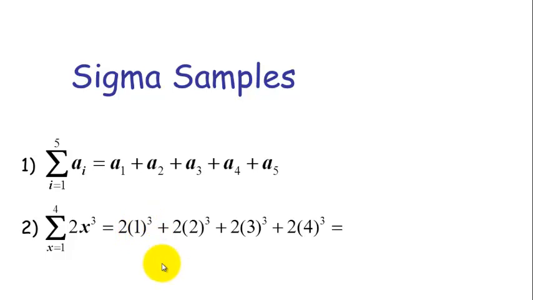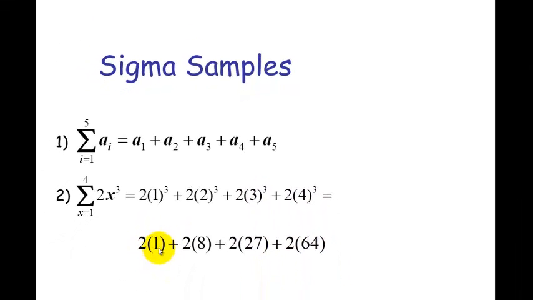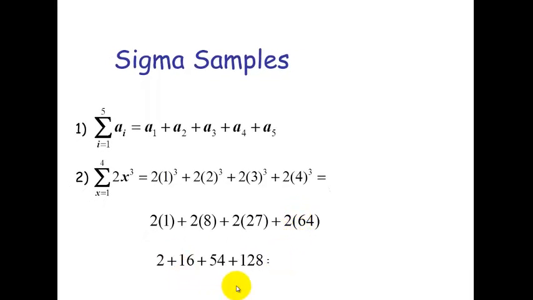You will have 1 raised to 3, which is 1. 2 raised to 3 is 8. This is 27, and this one is 64. Simplifying each product, you will get 2, 16, 54, and 128. Add everything up, we'll get 200.